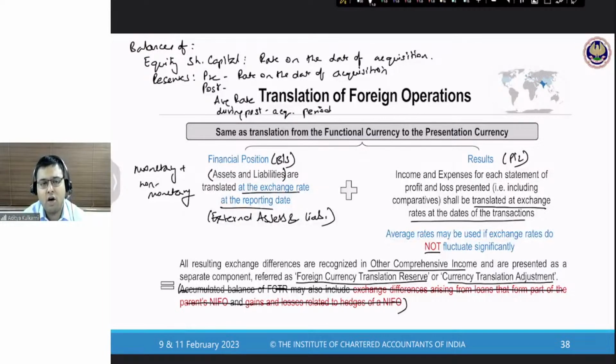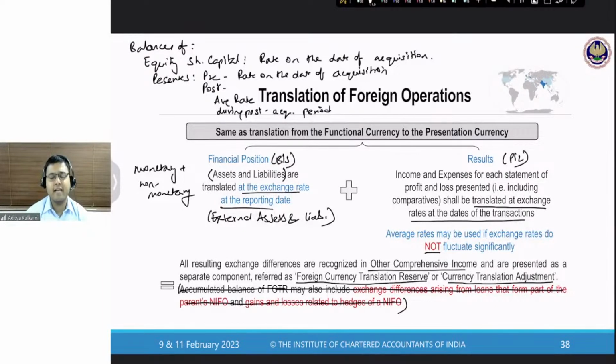That means what? All the exchange differences which you are accumulating on an annual basis, ultimately on the date when you are selling the subsidiary, when you are losing the control over the subsidiary, on that date, what are you going to do? You will reclassify the balances which are there in foreign currency translation reserve to the profit and loss. So FCTR is not a non-reclassifiable item. It is a reclassifiable item.